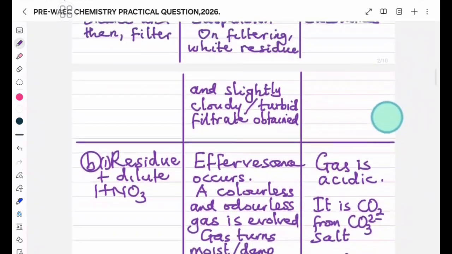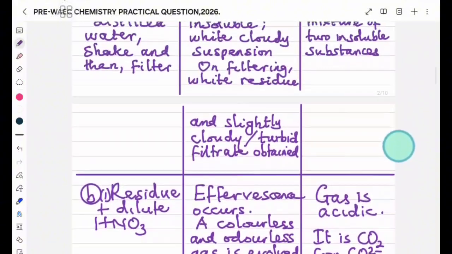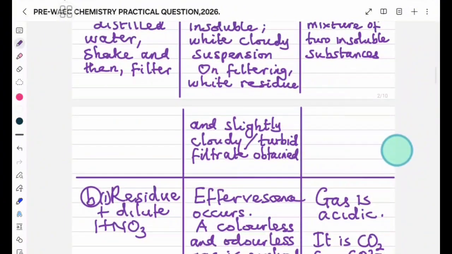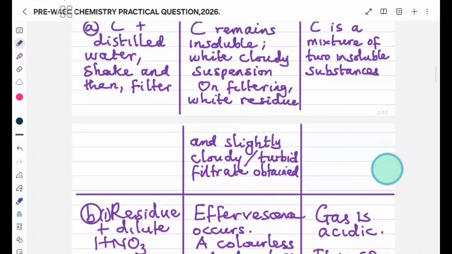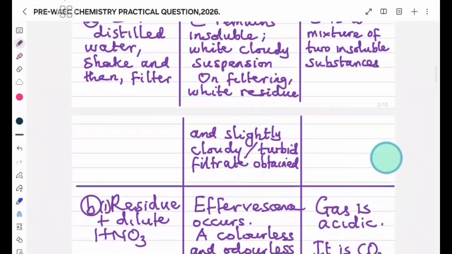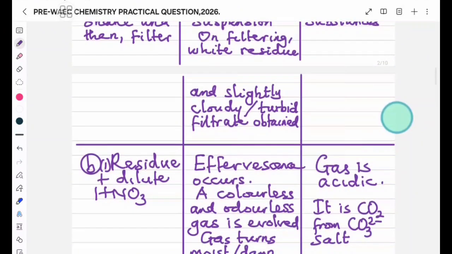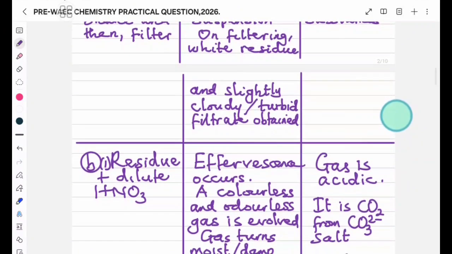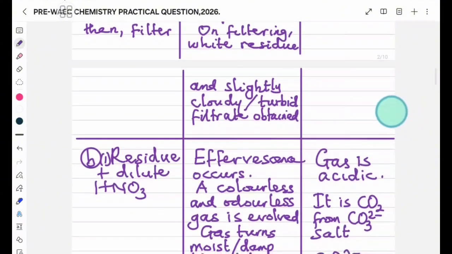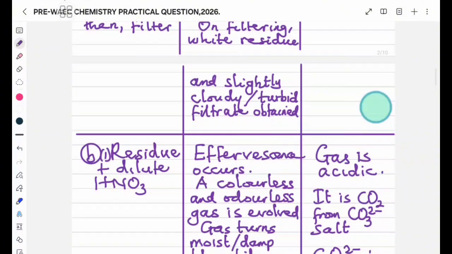So during the practical work, number 1, take note of the keywords. Don't miss out those keywords that I mentioned. Number 2, make sure you indicate the state in which every substance is used or tested. If you are testing residue solution, don't say residue plus sodium hydroxide solution. It is a wrong test.